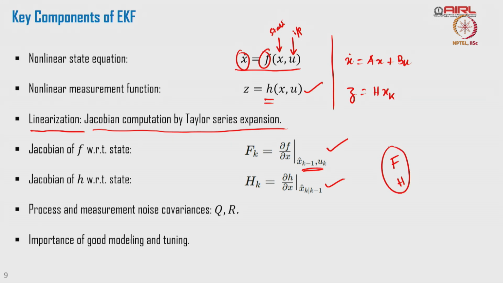Okay. Process and measurement noise covariances are already there in the consideration, as they were in the Kalman filter as well. So, the importance of good modeling and tuning of Q and R cannot be ignored, which was a similar case for the Kalman filter as well.